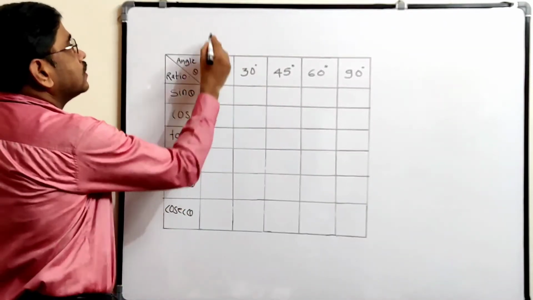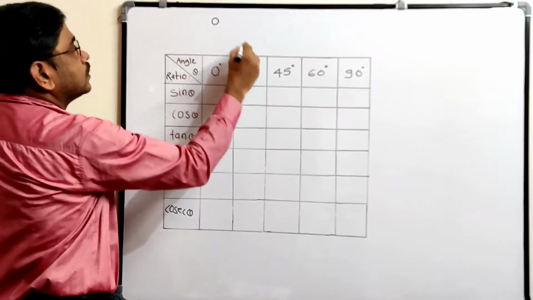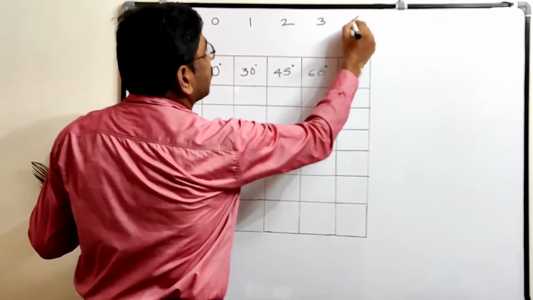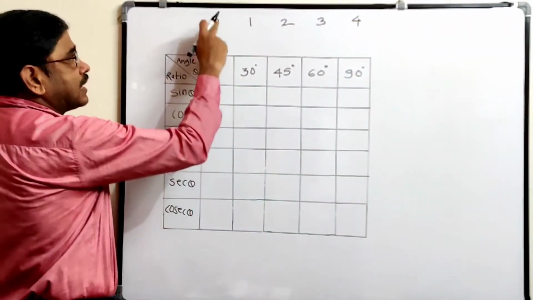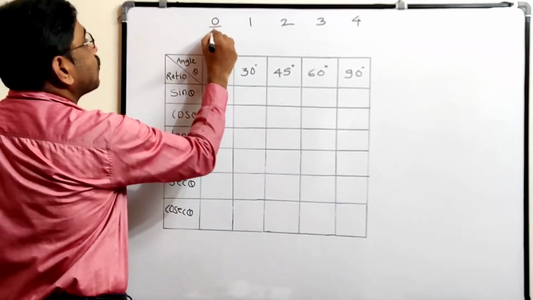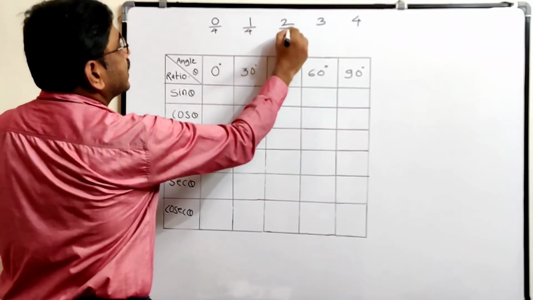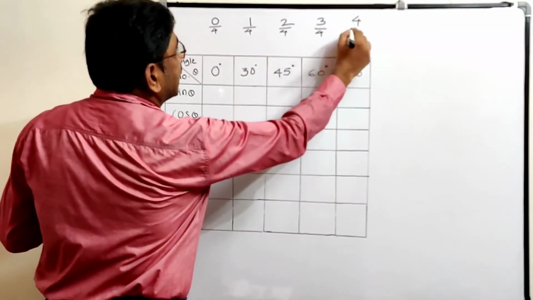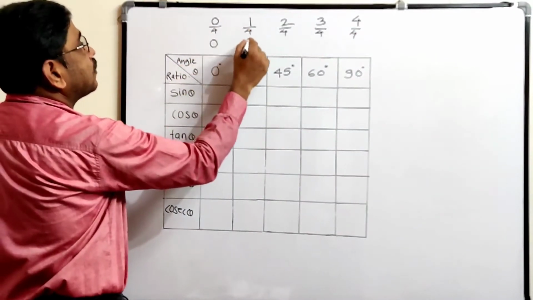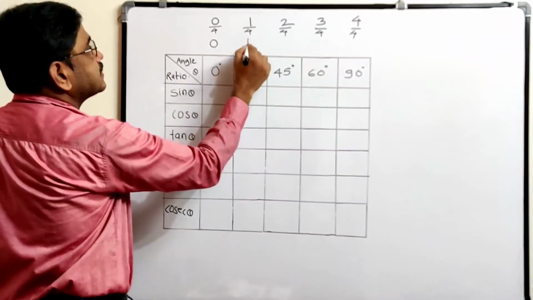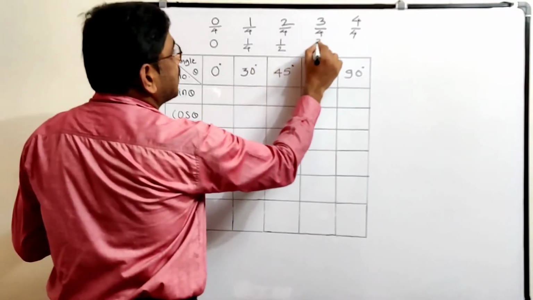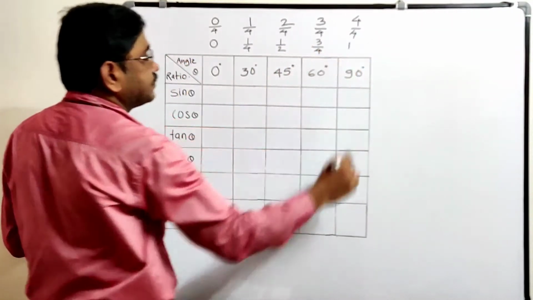So here, above the angles, write 0, then 1, 2, 3 and 4. So above the 0 angle write 0, then 1, 2, 3, 4 serially. Divide each number by 4. Now find the answer. 0 divided by 4 is 0. Here 1 divided by 4 is 1 upon 4 as it is, here 1 upon 2, here 3 by 4 as it is, and here it is 1.